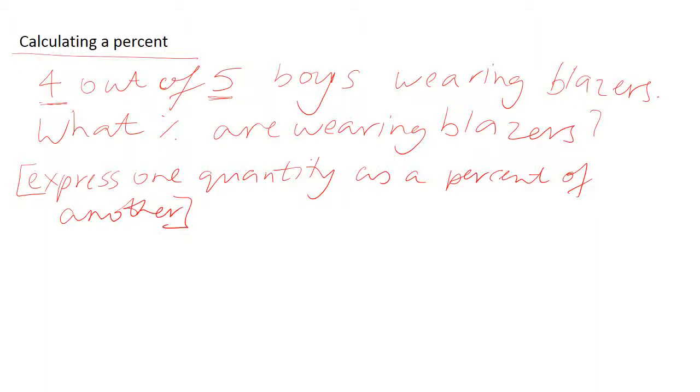So in this case, we want to express the number of boys wearing a blazer out of the total number of boys. So what we can do is form the fraction, the number of boys wearing a blazer over the total number of boys, and then multiply that by 100 to get a percentage. So in that case, we've got 80%.